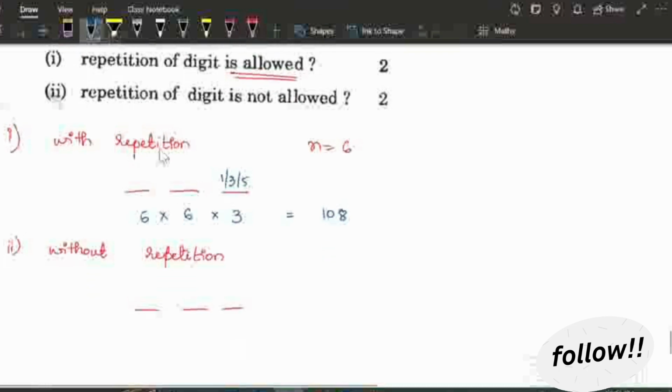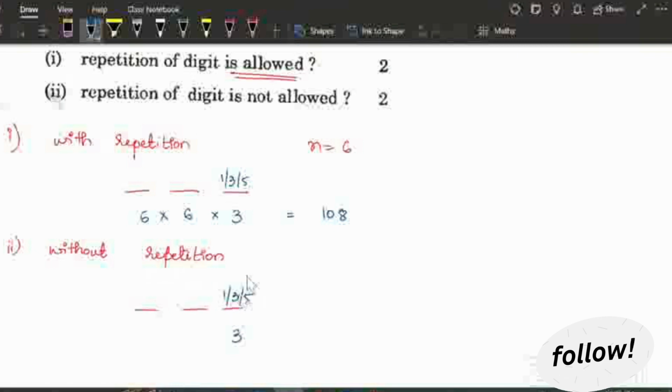Now the last digit can be filled with any of these three digits. So they have three options. After filling one of these numbers here, either 1 or 3 or 5, one of them I'm going to put in the last position. Since the digits are not repeated, whatever number I'm filling here is not available as an option for the other positions.